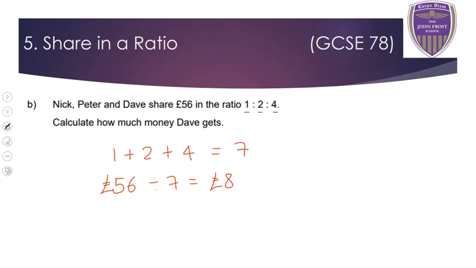All right. And then this time it says calculate how much money Dave gets. So we don't need to do the whole thing really. If you look at the order in the question, Nick's name comes first. So Nick is the 1. Peter's name comes second. So Peter is the 2. And Dave's name comes third. So Dave is the 4. Okay. So by working that out, we can see that Dave gets 4 parts of the ratio. Okay, 4 parts of what's being shared. So in that case, Dave gets 4 lots of 8.